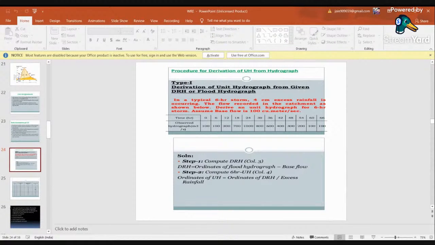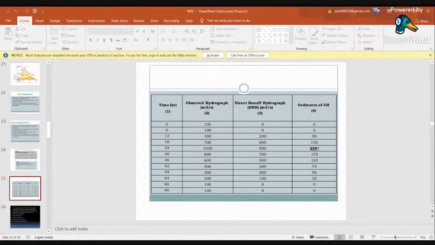Base flow is nothing but the common amount of flow which we will get, and after that you can say it is the infiltrated water, and the remaining amount of flow is your runoff. So for getting the direct runoff hydrograph, we will reduce 100 from column number 2. Okay, so 100 minus 100 is 0, 100 minus 100 is 0, 200 minus 100 is 100. So you will get the direct runoff hydrograph.